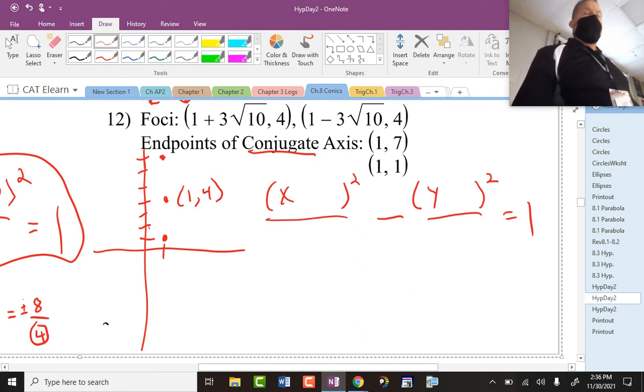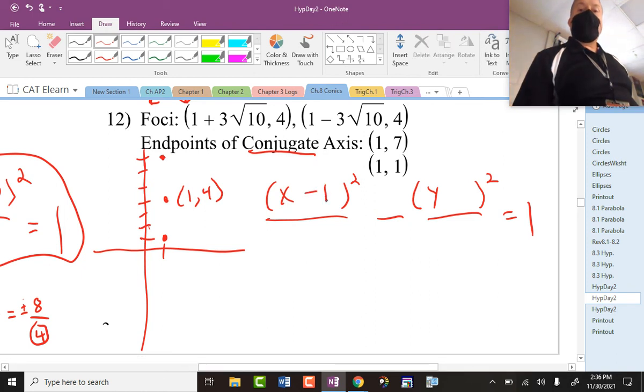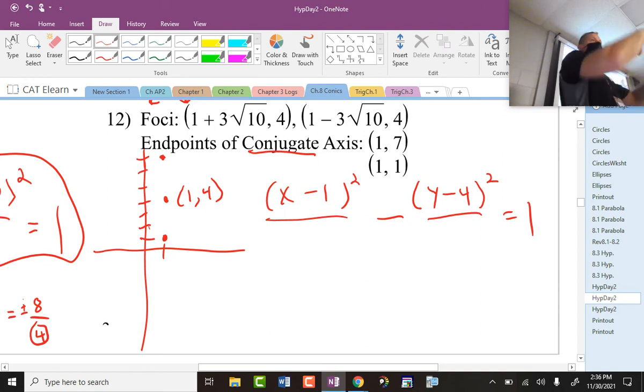Okay, so tell me what goes in here now. Tell me what goes inside here. X minus 1. And then what? Y minus 4. Good. So guess what? You got a half point for which one it is, x squared or y squared, and then another half point for center.